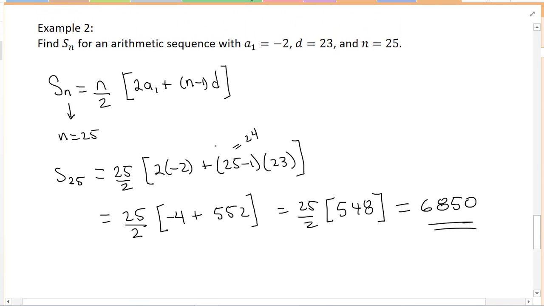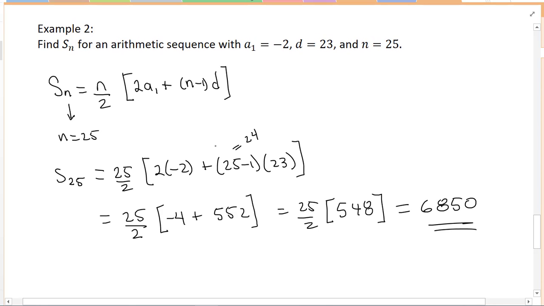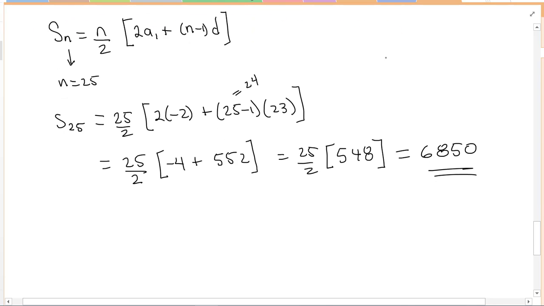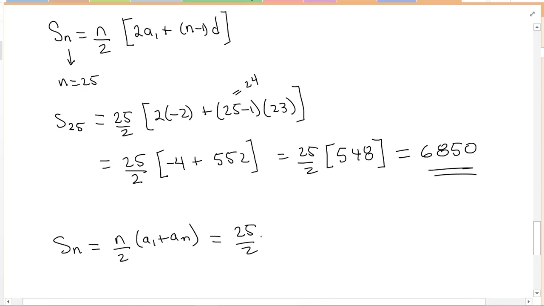Now, if you wanted to use the other formula, with this information we can also find the 25th term, right? I know my other formula is n over 2 times a1 plus an. So in our case, it will be 25 over 2 times a1. We know a1 is -2, plus a25.